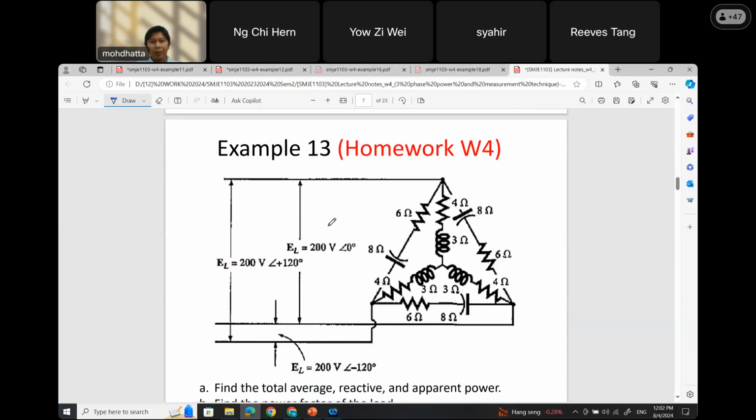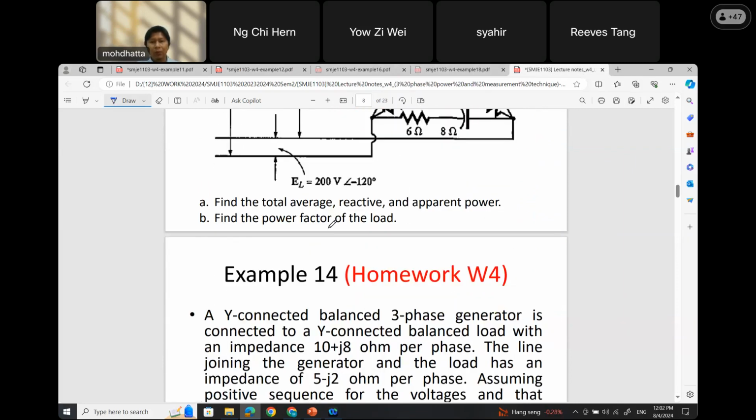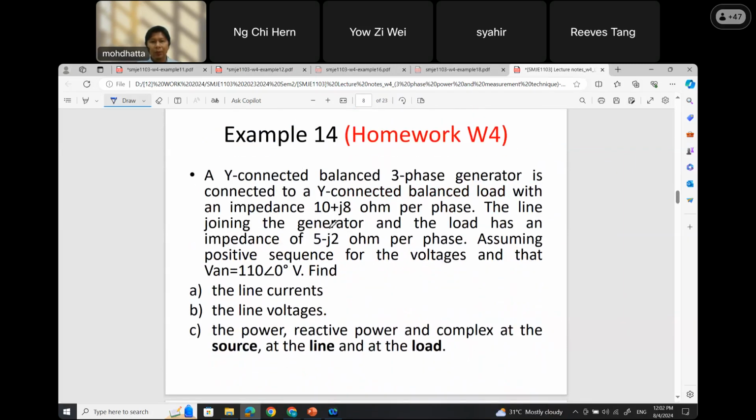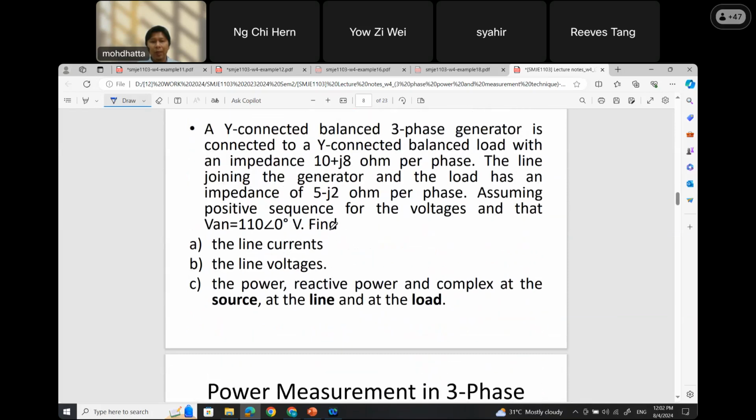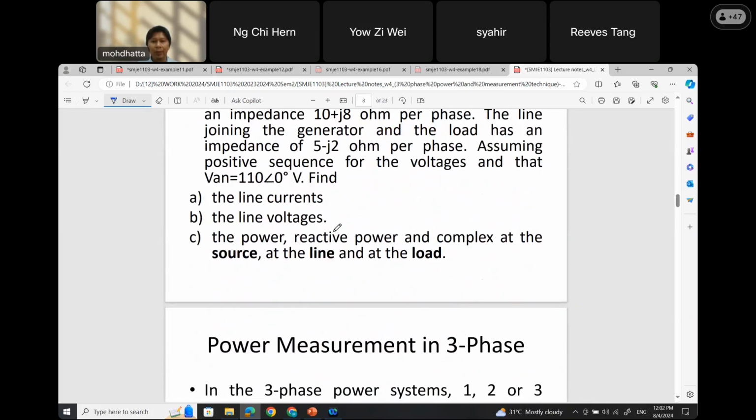All right, example 13 will be your homework for this week, as well as example 14. You should be able to complete your homework, since we discussed the powers for three-phase system.